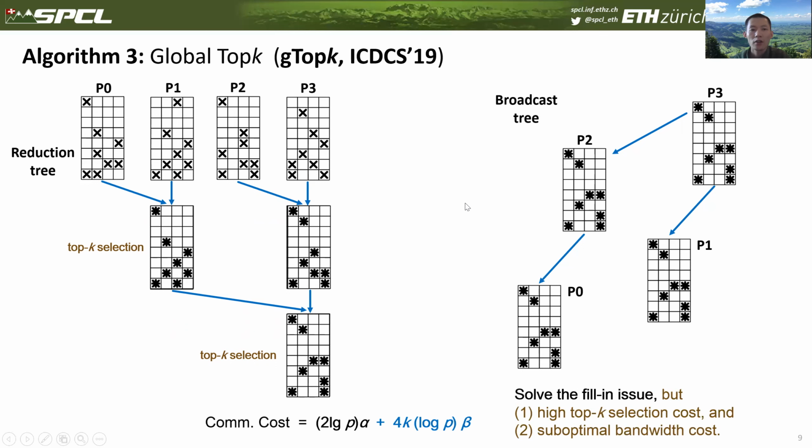The communication cost for G-Topk is modeled by this formula. You can see the bandwidth overhead is proportional to log P, but this is still suboptimal. Furthermore, G-Topk solves the filling issue, but this is at the cost of high top K selection overhead.